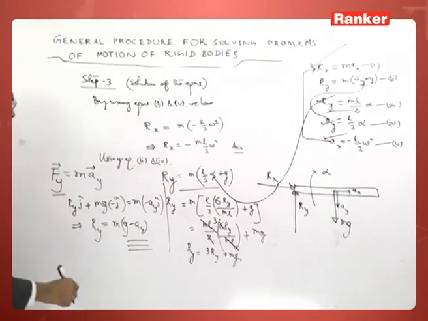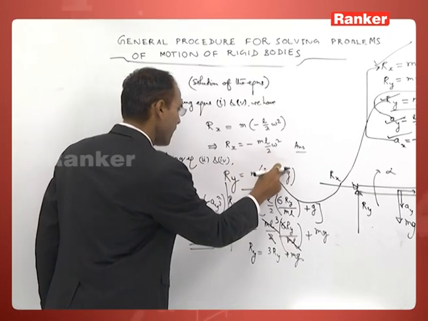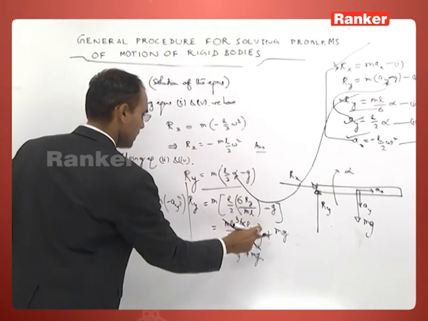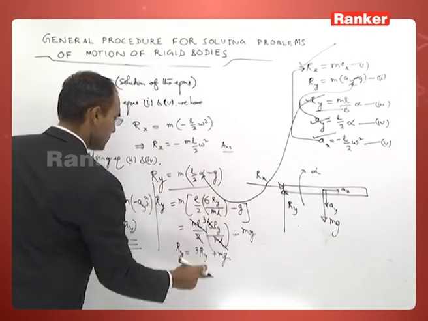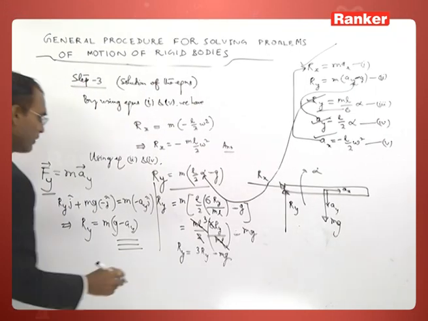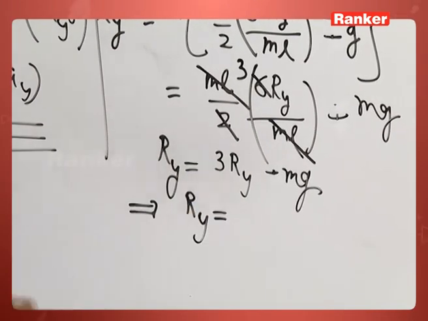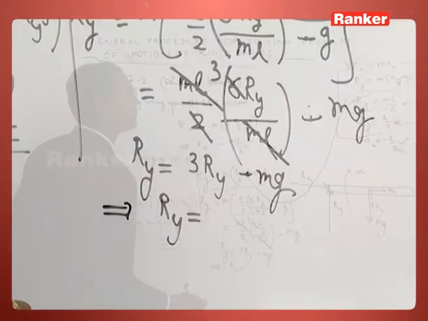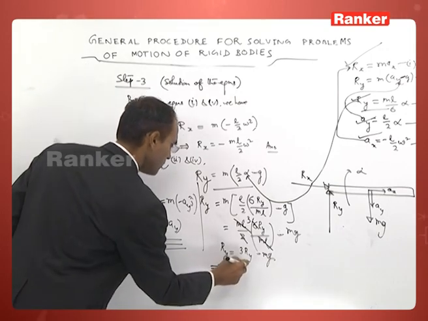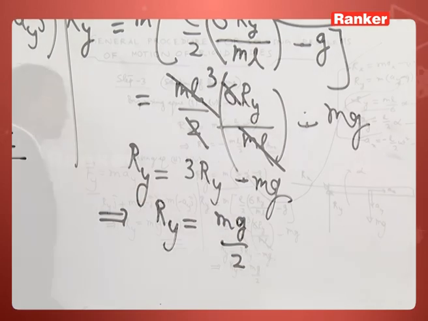Now, instead of plus, if you write minus, it will be minus throughout. Then we are writing Ry is equal to mg by 2.